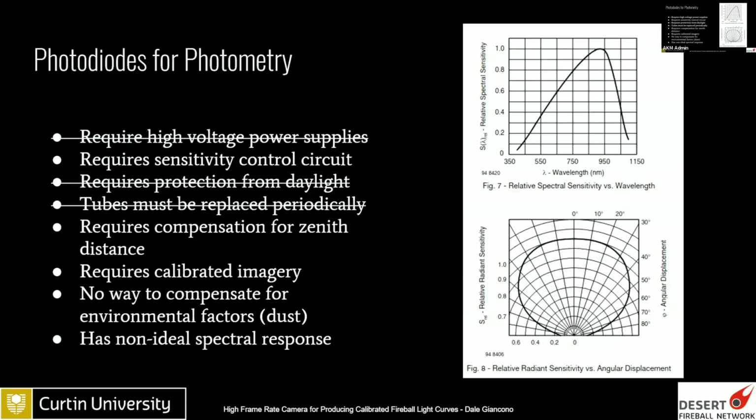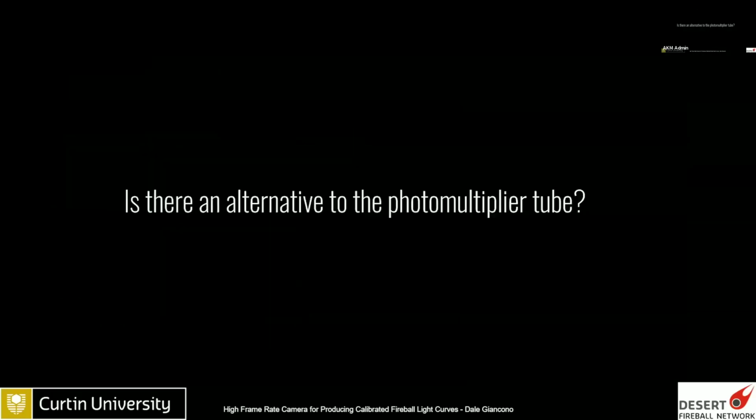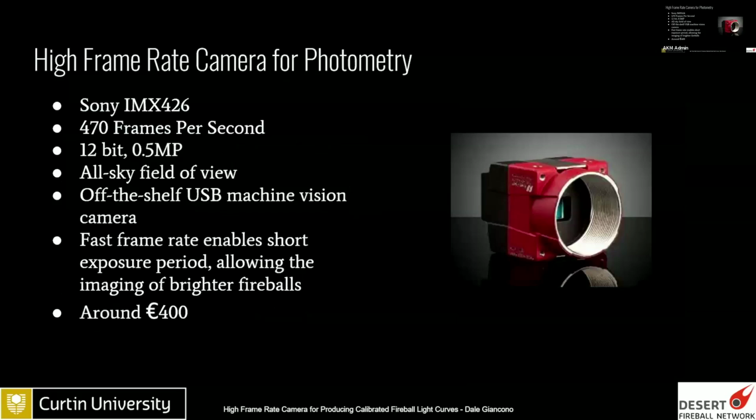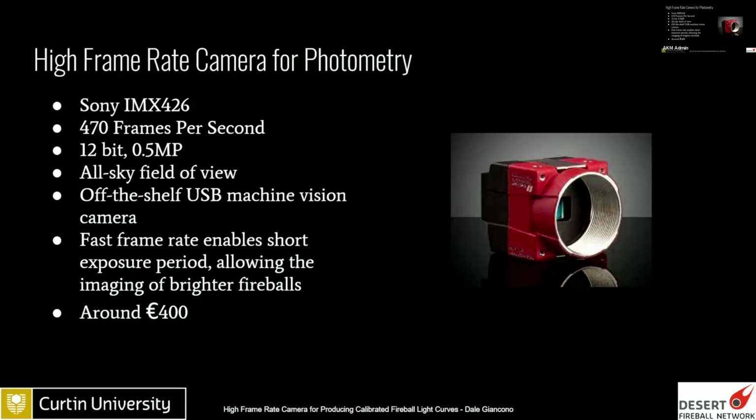It's really dusty, and if dust gets on whatever's protecting the photodiode, it's not a really good way to compensate for that. So we searched for an alternative to this, and we decided to have a crack at using high frame rate cameras. So we use an off-the-shelf USB machine vision camera, which has a Sony IMX426 sensor inside of it. We capture 470 frames per second of 12-bit data.